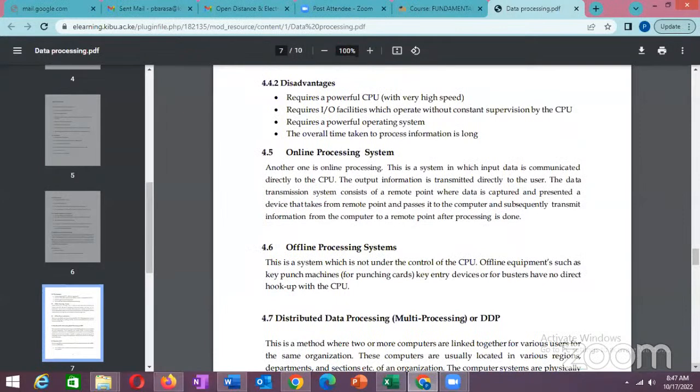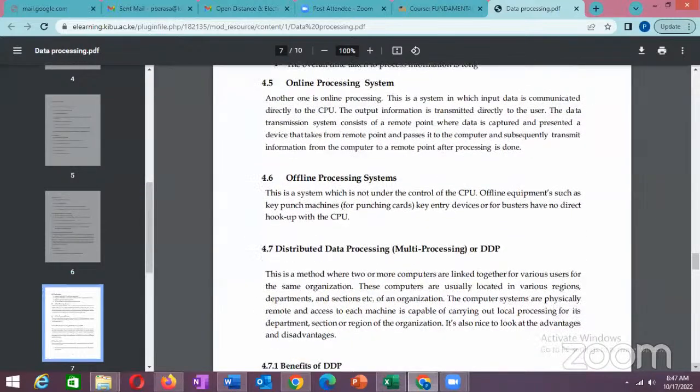Then we have the online processing system. Another one is online processing. This is a system in which input data is communicated directly to the CPU. The output information is transmitted directly to the user. The data transmission system consists of a remote point where data is captured and presented, a device that takes data from the remote point and passes it to the computer, and subsequently transmits information from the computer to a remote point after processing is done. So that's what we call online processing.